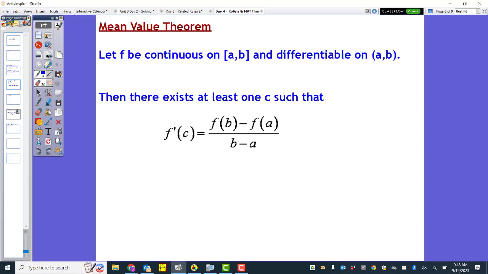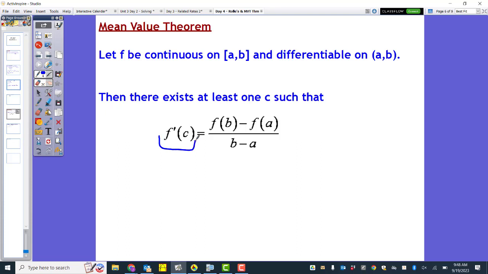Now, Rolle's theorem is really kind of tricky, not because it's hard, but because it's actually a mean value theorem problem that has been very specifically narrowed down. Mean value starts out the same way as Rolle's theorem: let f be continuous and differentiable, then there exists at least one c such that this equation holds. Now let's talk about what this equation means.